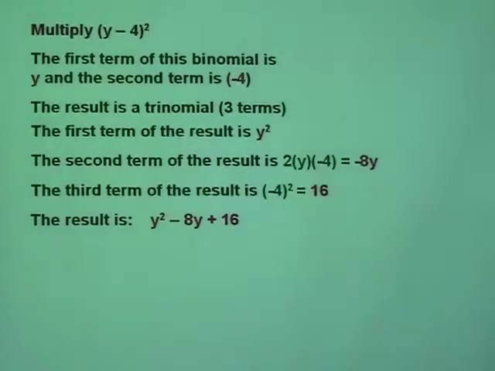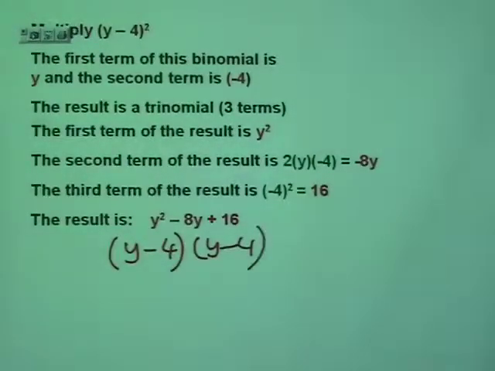Alright, what's the same old method? Let me show that to you on my whiteboard. y minus 4 all squared is y minus 4 times y minus 4. Now, how do you expand this? First, y times y is y squared. Now, y times negative 4 is minus 4y.